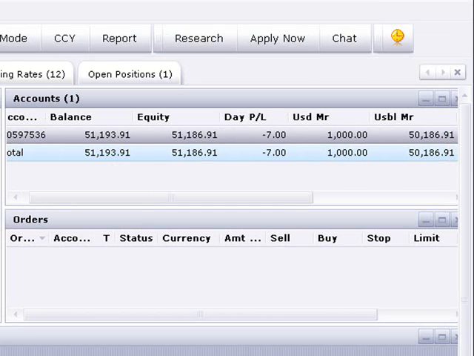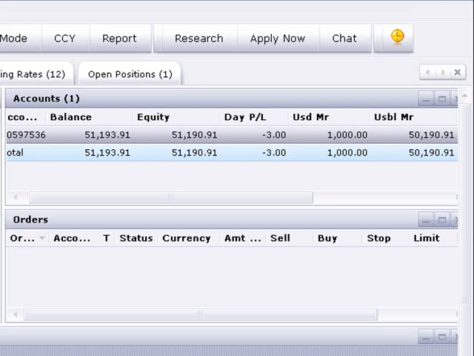In the next column over, you should see a column that says USBL-MR, which stands for Usable Margin. This is the amount of money that you have in your account, including any profit or loss on open positions, that is over and above the money allocated to margin any open positions in the account. Another way of looking at this column is that the usable margin column is equal to the equity column minus the used margin column. If the number in this column drops to 0, then the trading platform will automatically generate a margin call and close the open positions on your account.